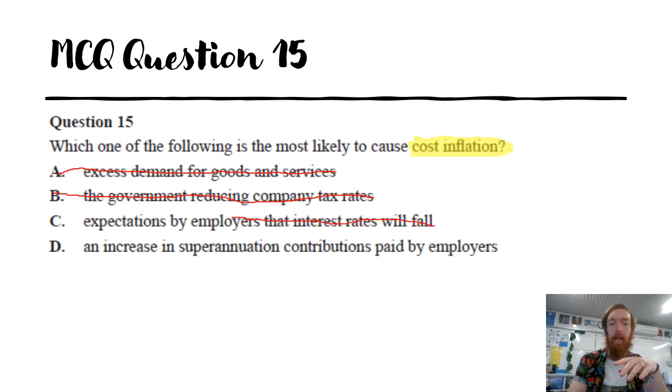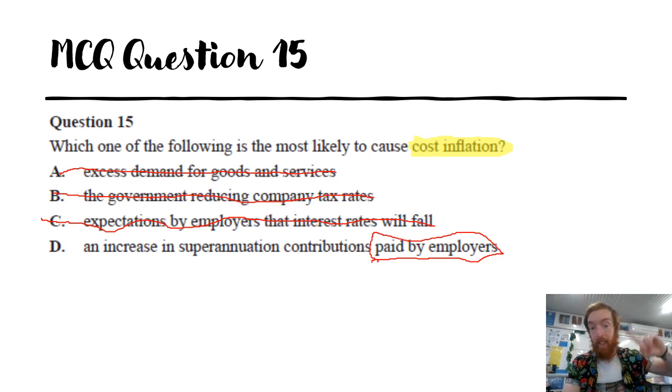So we get to what about 47% of students got correct, which is an increase in superannuation contributions paid by employers. The paid by employers is the important part there, because that means that's increasing their cost of production, and that's going to lead to that increase in cost inflation. So that's really, really important.